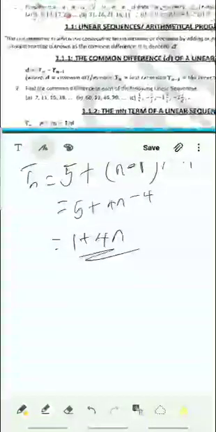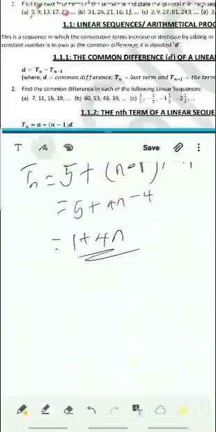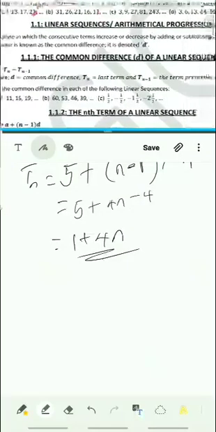Okay, now let's look at linear sequence. Now there are types of sequences that we have. We can either have the linear sequence or the exponential sequence. Okay, so now let's consider the linear sequences. Another name for a linear sequence is the arithmetical progression.